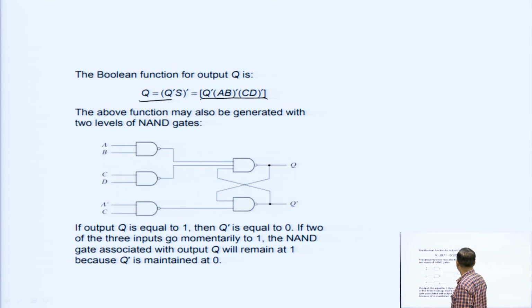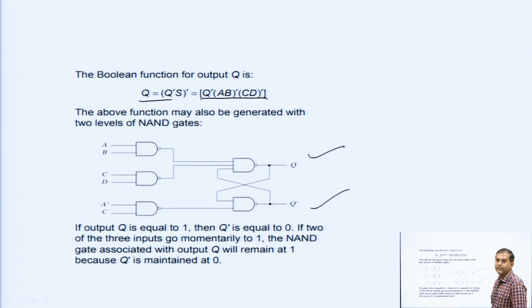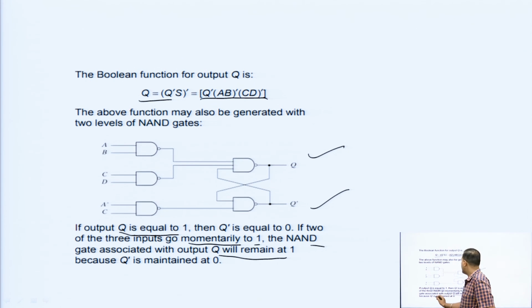The above function may also be generated with a two-level NAND gate circuit. So, this is A, B, C, D and A bar C. The same thing we have implemented using NAND gates. Now, if the output Q is equal to 1, then Q bar is equal to 0. Obviously, if 2 of the 3 inputs go momentarily to 1, then the NAND gate associated with the output Q will remain at 1, because Q bar is maintained at 0.